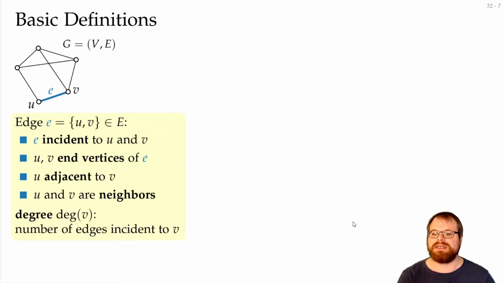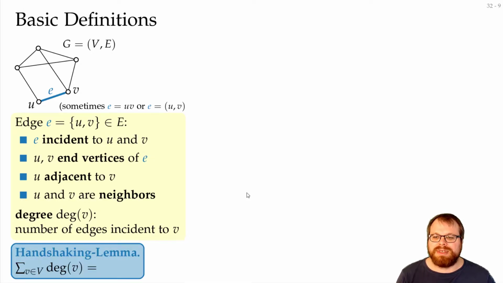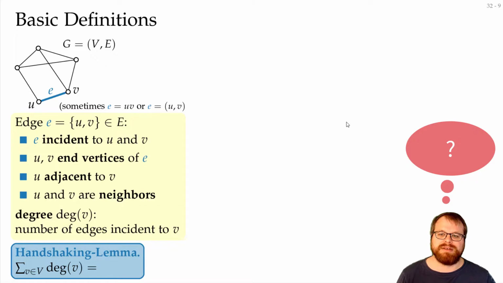If we look at a single vertex, then we can define the degree of the vertex as the number of edges incident to it. This gives us our very first lemma, the so-called handshaking lemma. The handshaking lemma says if we sum up all the degrees of all the vertices, then what number do we get? What do you think? Do you know?